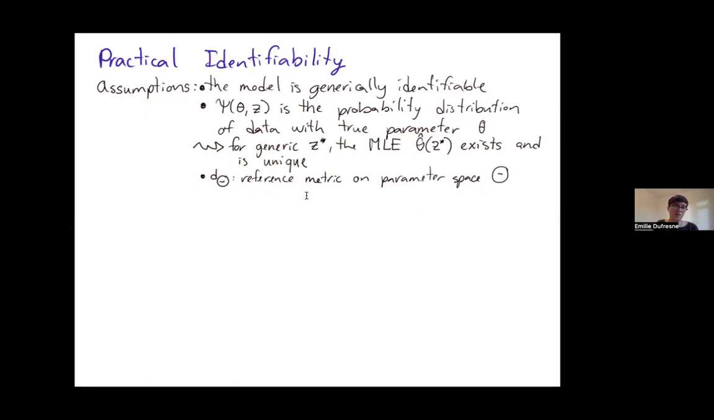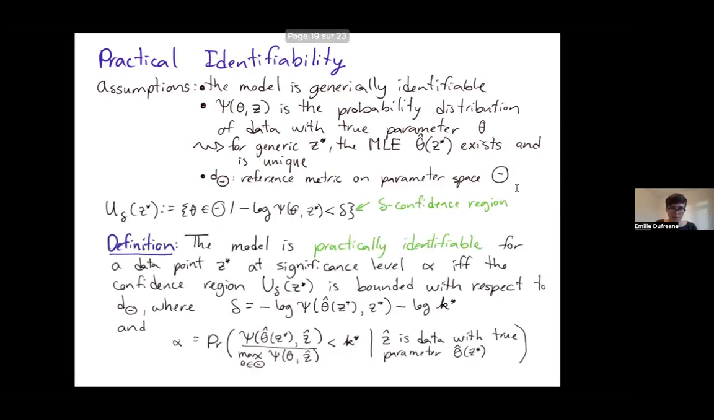And then I'm going to need a reference metric on parameter space. So very often this is going to be just the Euclidean metric, but you can probably imagine other mathematical models where the parameter space naturally has a different metric that's not the Euclidean metric. So with all of this in mind, we can write down this beautiful, complicated definition. Well, beautiful, I don't know, complicated, definitely.